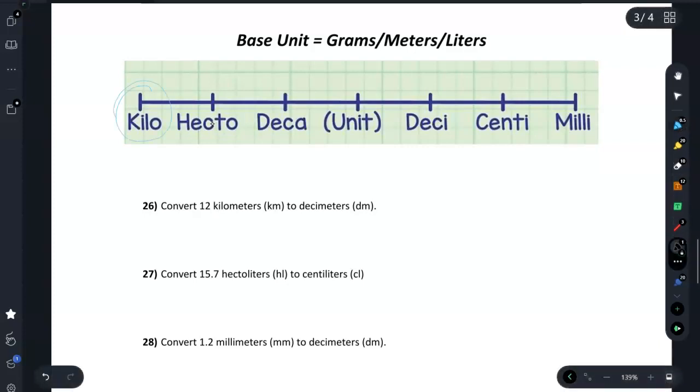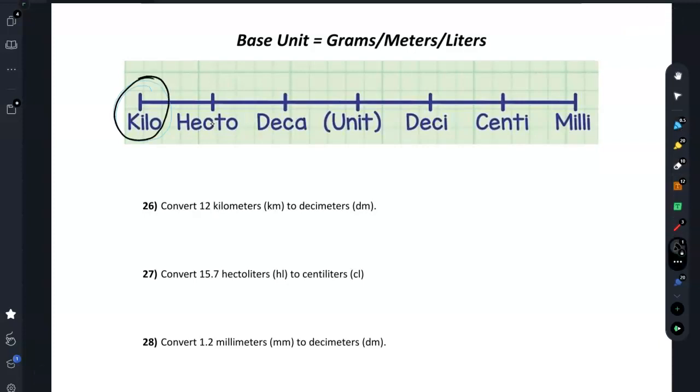Let me grab the black. I'm starting here, and I want to go to decimeters. So I want to go to decimeters. How many times do I have to move to get there? 1, 2, 3, 4. So all I'm doing is grabbing the value 12, which I started with.